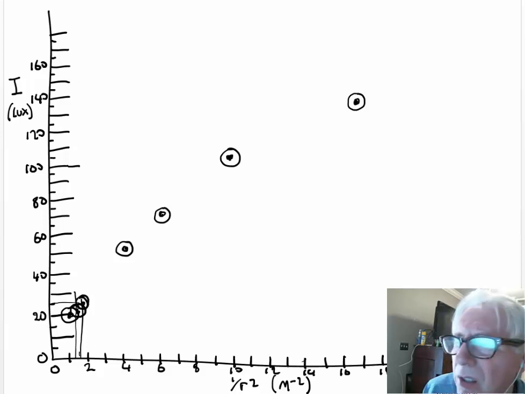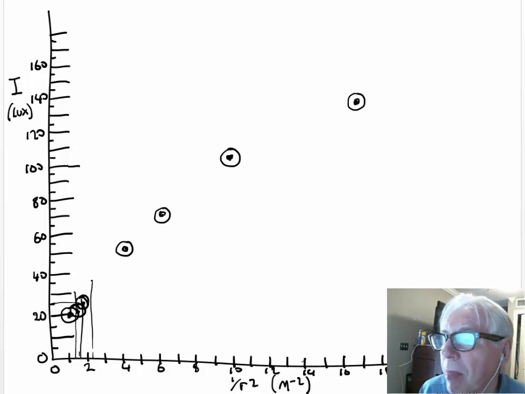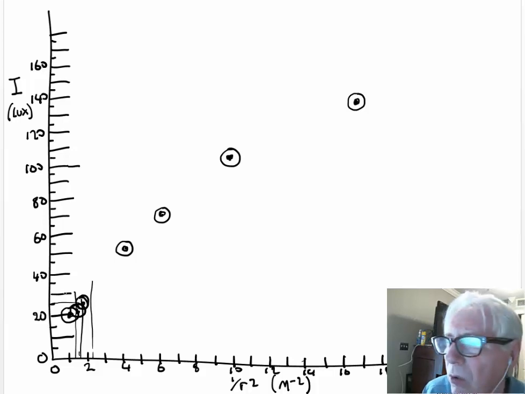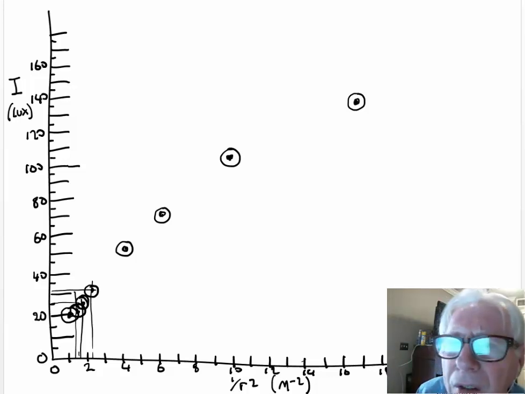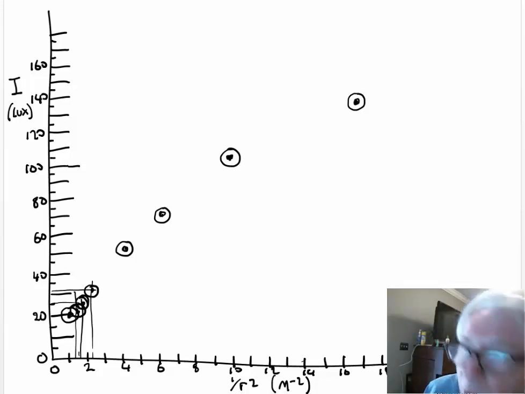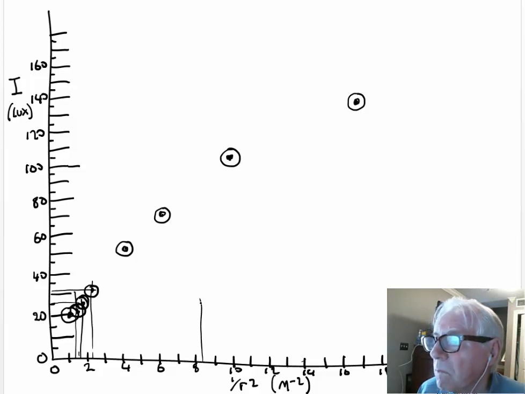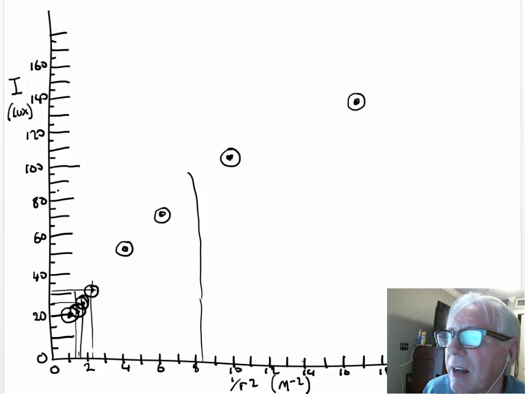And then 2.04, and that's going to be 31. And then 8.16, and this is going to be 89.